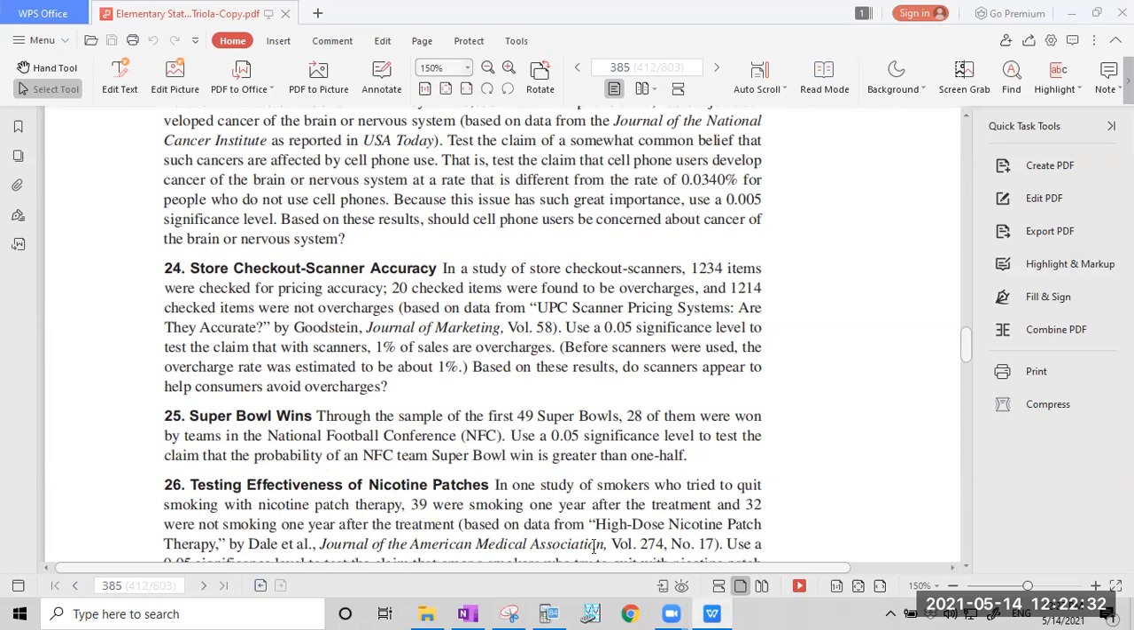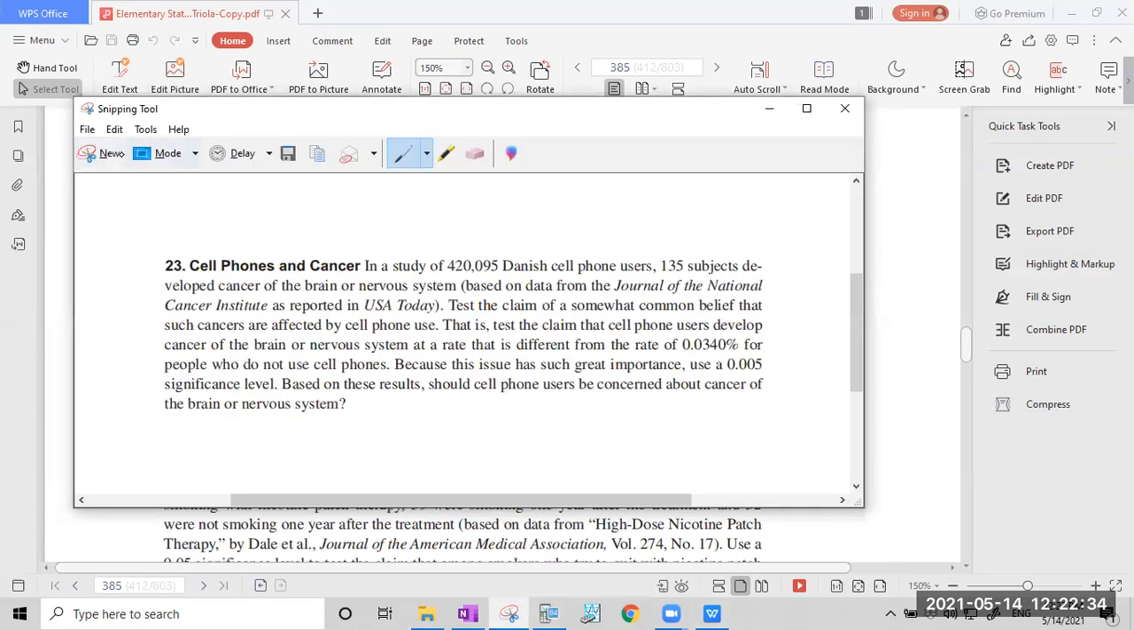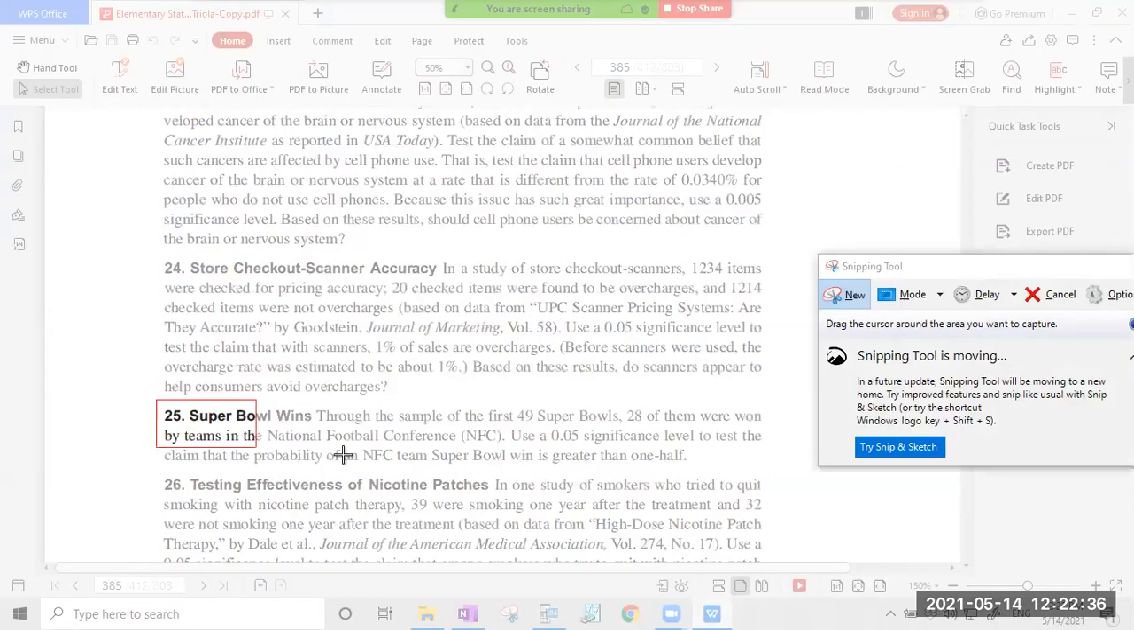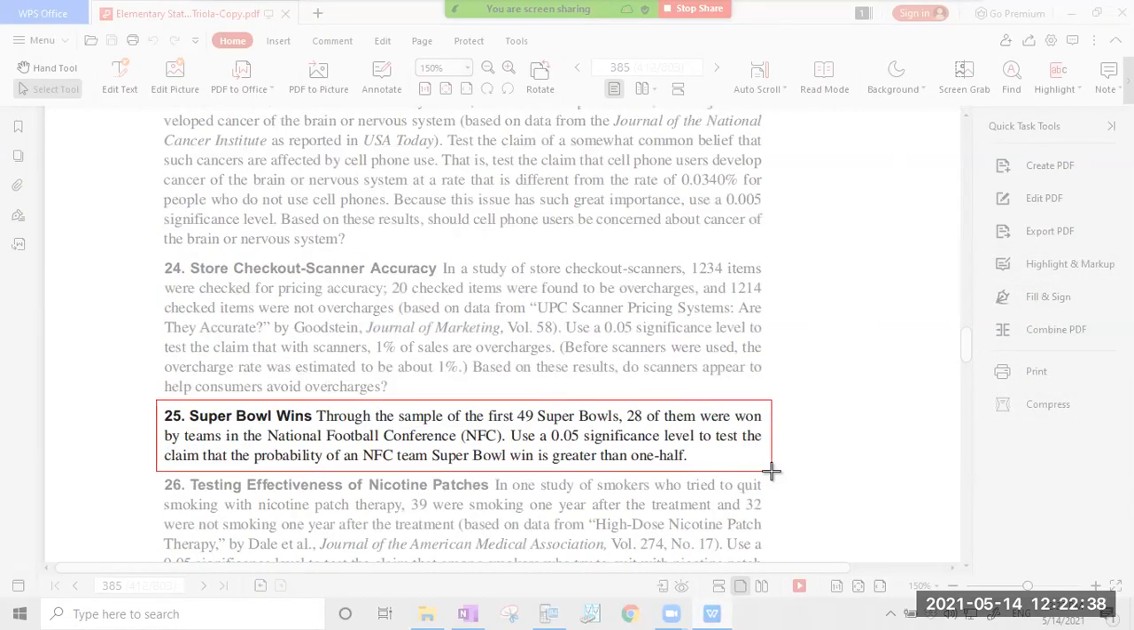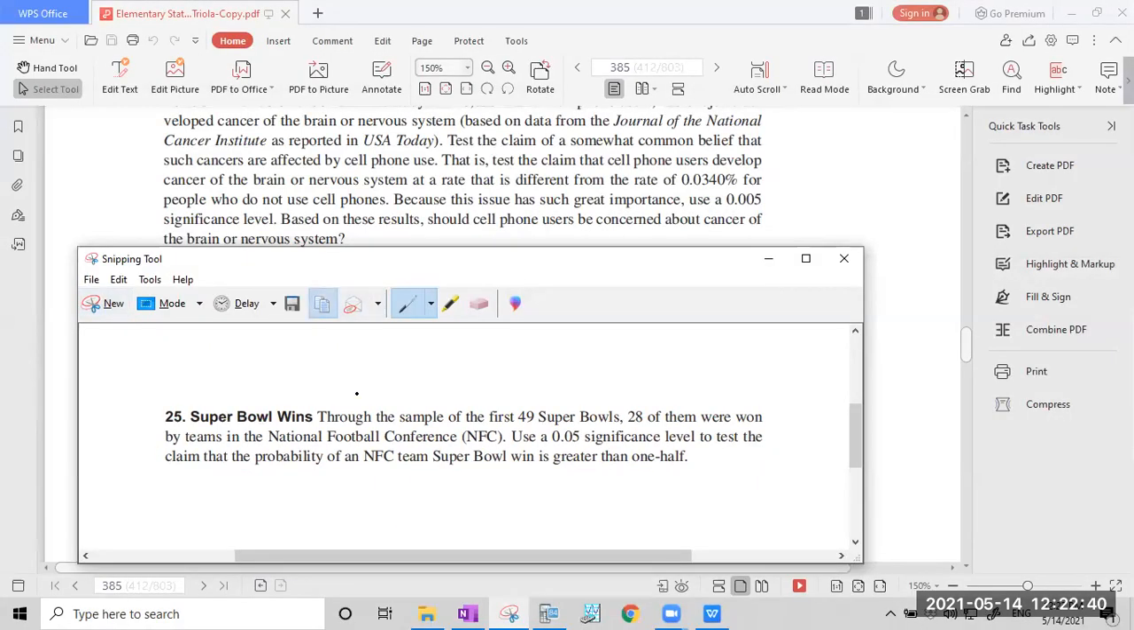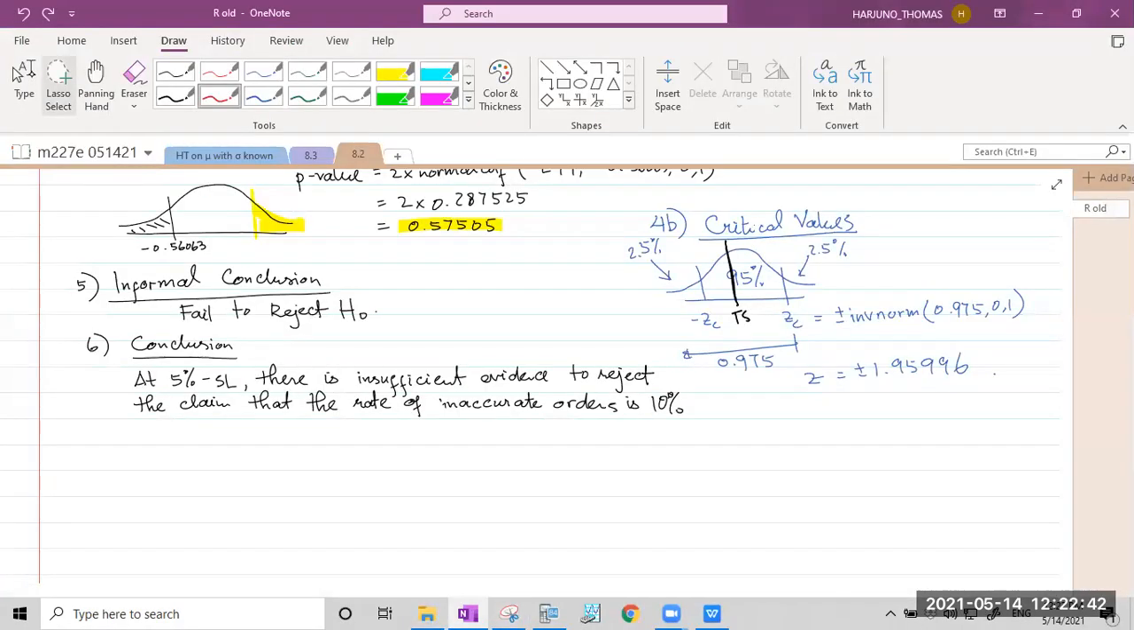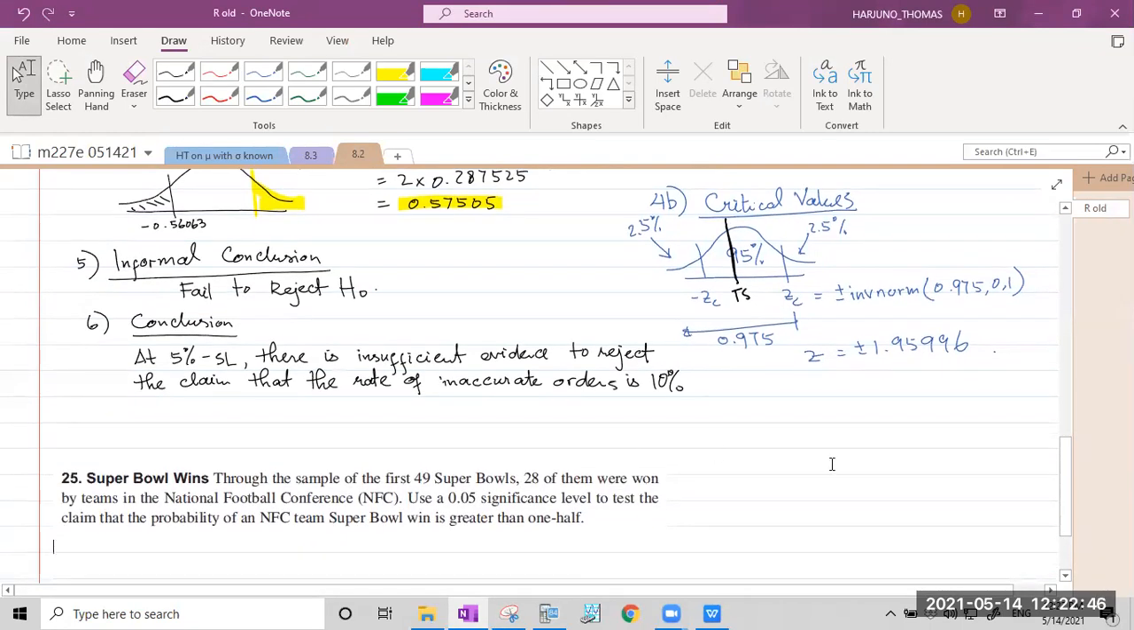Number 25. Let's do number 25. I like that kind of question. It's very short, so that we don't spend too much time reading, and we can attack the problem right away.